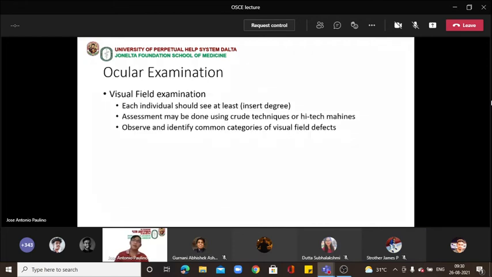For the visual field examination, when we do visual field exams, we should make sure we see what the patient sees. Each individual should at least see 30 degrees of vision. So when we assess this, there are crude techniques or high-tech machines. The crude technique will be the one that you have to show here. We have to observe and identify the common categories of the visual field defects because this will tell us the pathology on the nervous system. Different parts of the optic tract, as was mentioned in the previous lecture, will give us different manifestations of visual field cuts or weakness in vision.